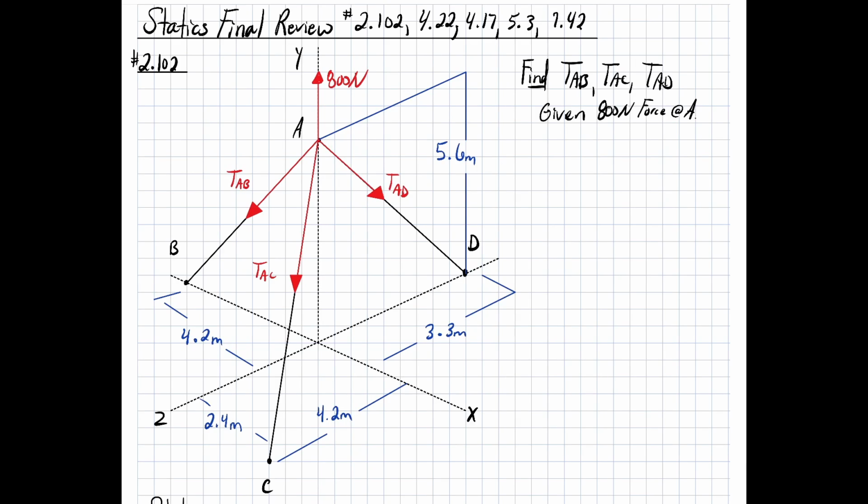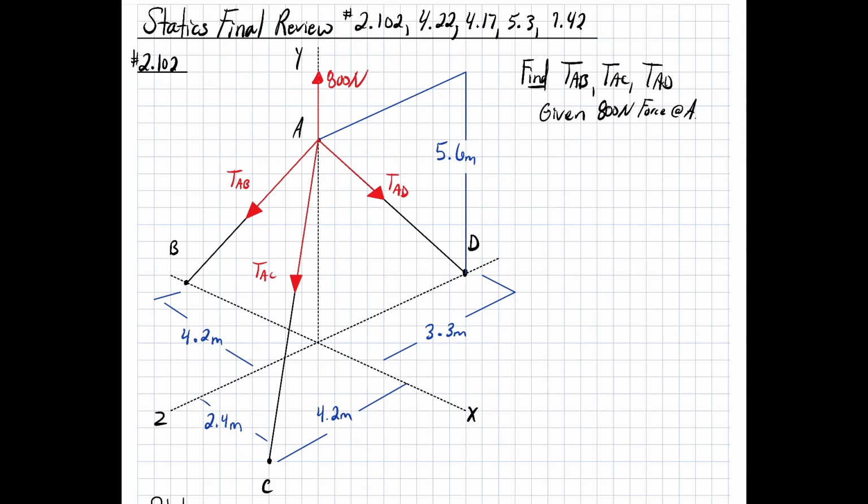Alright guys, so we are going to be going over the statics final review. We're going to be going over chapter 2, chapter 4, chapter 5, and chapter 7. We're going to be going over chapter 2, problem 102, chapter 4, 22 and 17, chapter 5.3, and chapter 7, number 42.